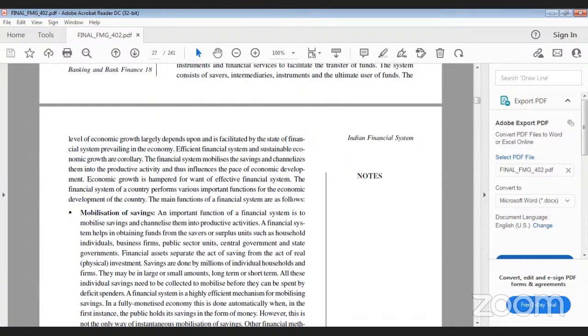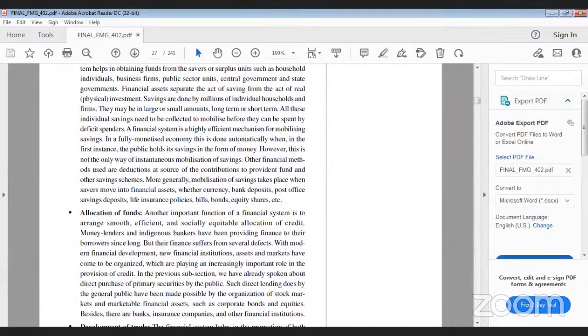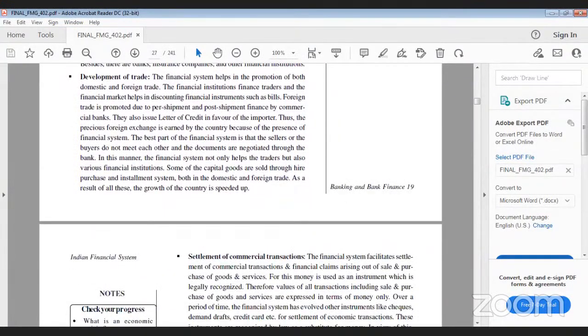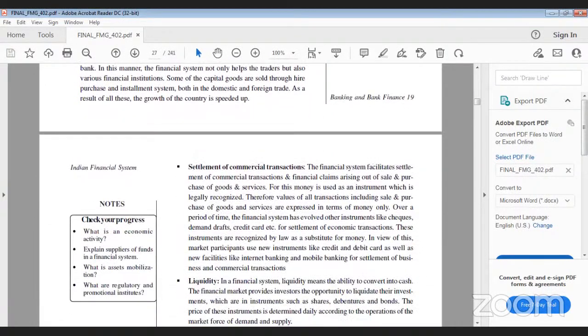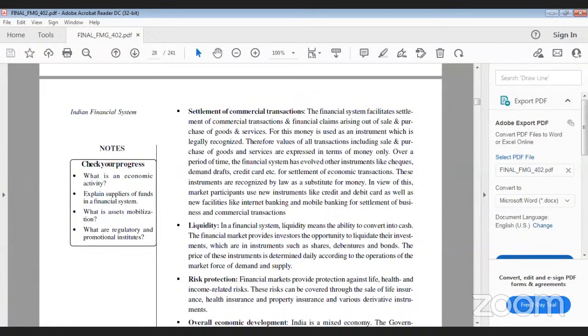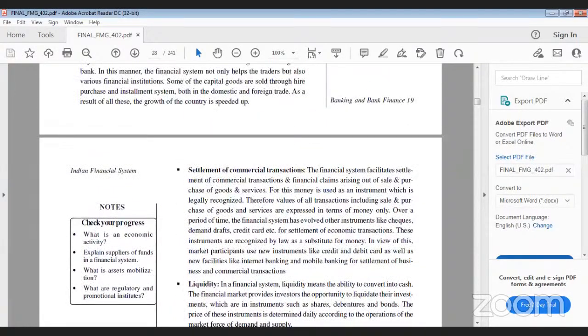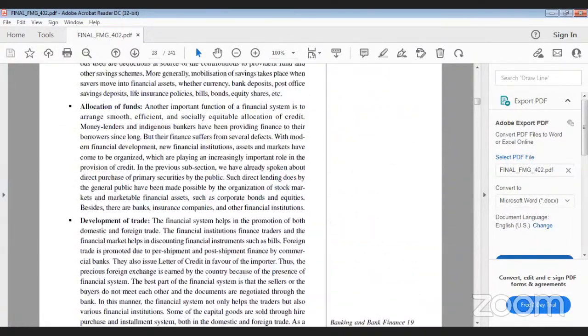The financial system of a country performs various important functions for the economic development of the country. The main functions of the financial system are the following: the mobilization of savings, allocation of funds, development of trade, and the settlement of transactions. Next are liquidity, risk protection, and overall economic development. So these are the important functions which are related to the financial system.